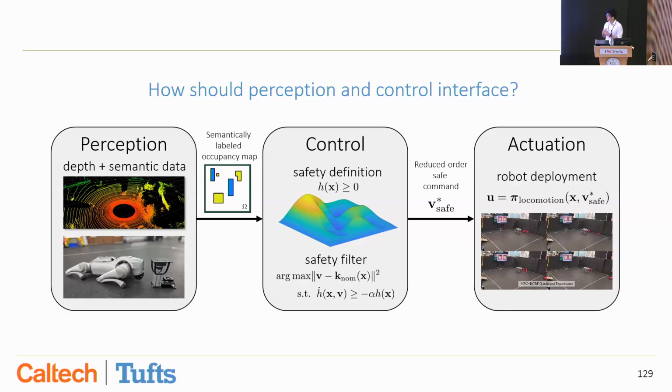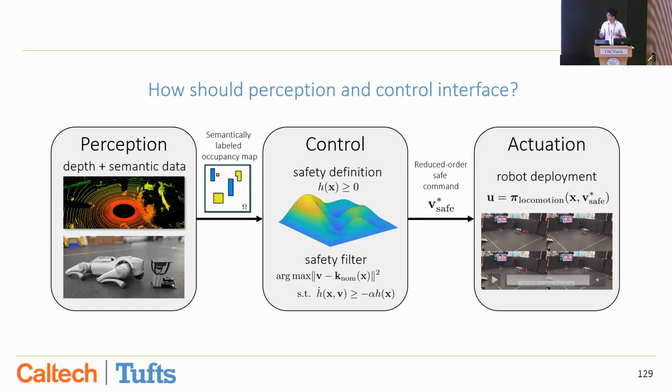That semantic labeled occupancy map is passed to this central control block, and this is where we're going to build a safety definition off of the occupancy map. So instead of just being unsafe or safe based on occupied space, we're saying actually there's a value to being in this region versus another. I'd rather be over there further from the wall, and we're quantifying that with this safety definition H, and then we're building safety filters off of that in this middle block. But we're not doing that with the full torque input or anything. We're giving velocity commands down to a locomotion controller that is then tracking these velocity commands.